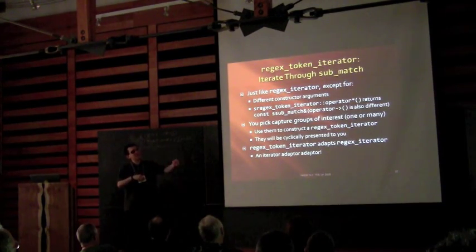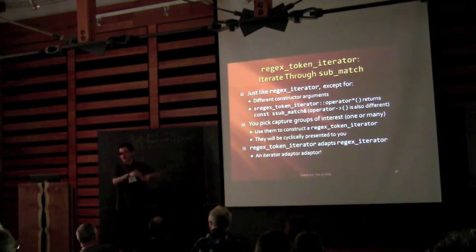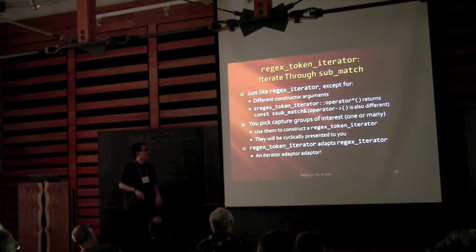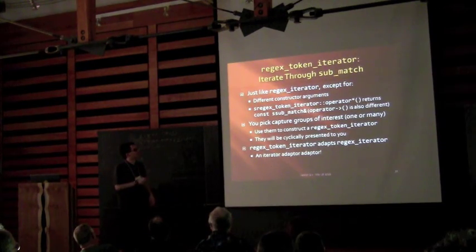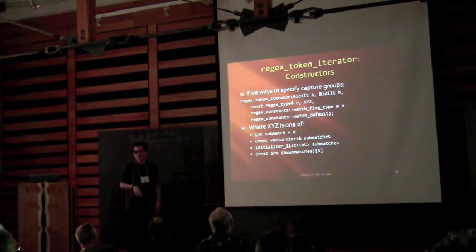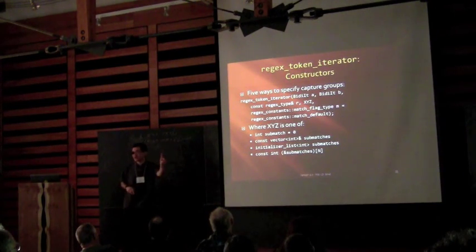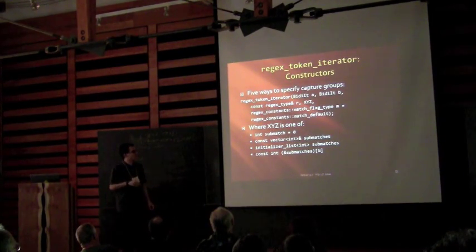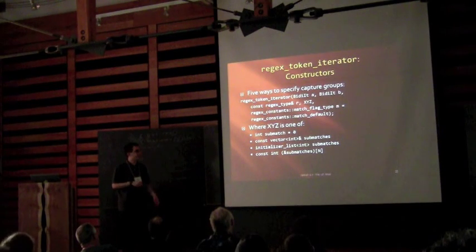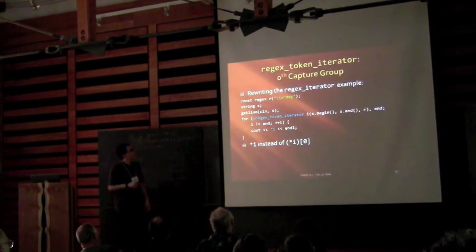So this is really adapting an iterator that itself is adapting the bidirectional iterator of your string type, the only double adapter I've ever seen. I guess filter iterators also live in that category. So the way you can specify capture groups, there used to be four, now there's five of them in C++11. You can specify a single capture group that defaults to zero. You can have a vector of them, an array of them, or an initializer list of them, which I have not yet gotten to play with.